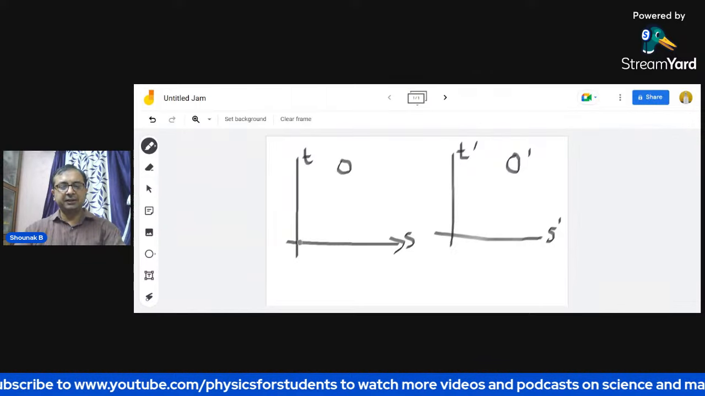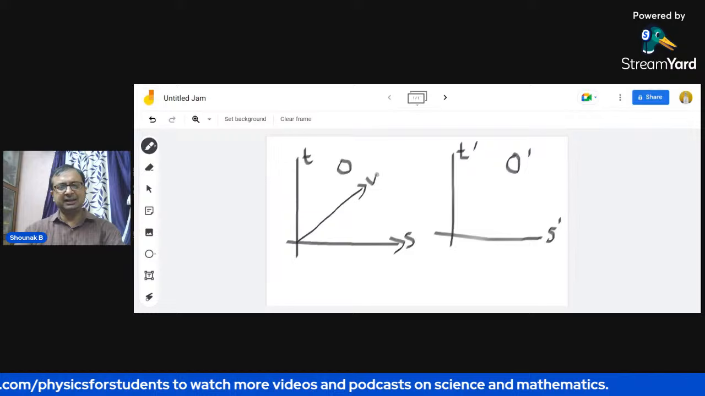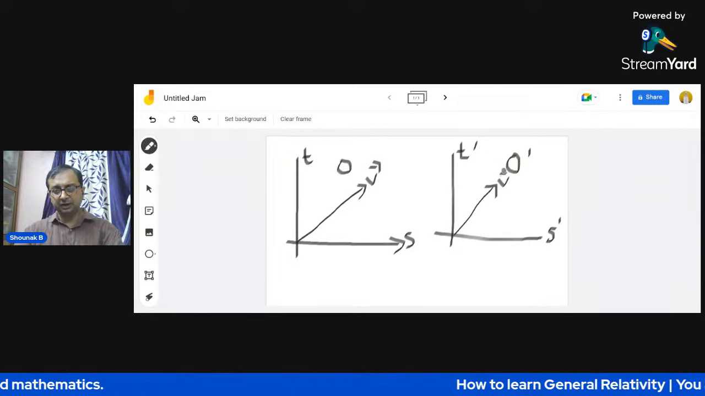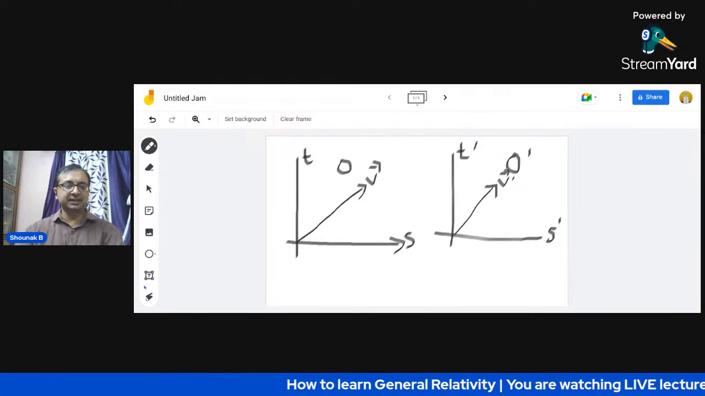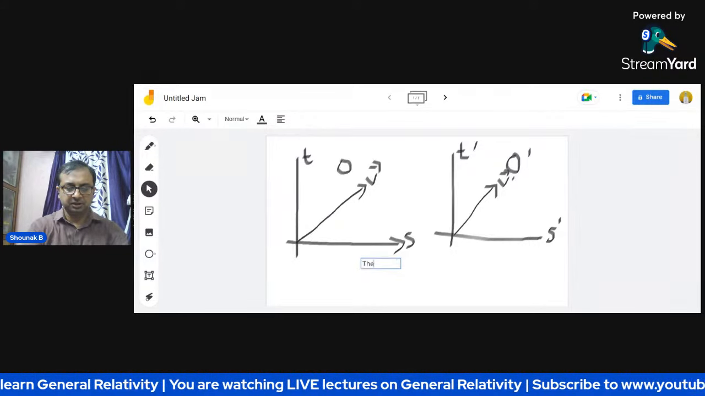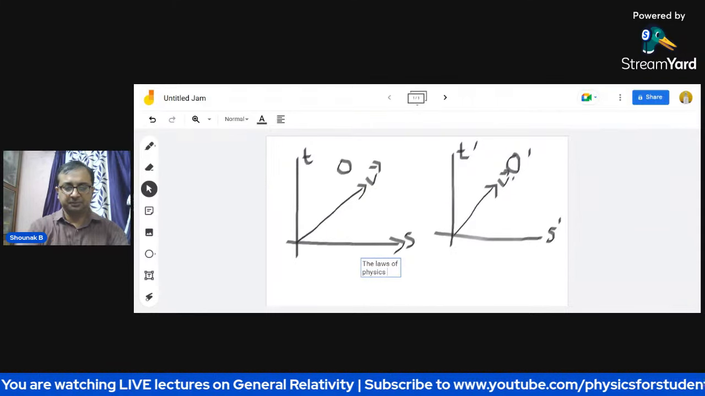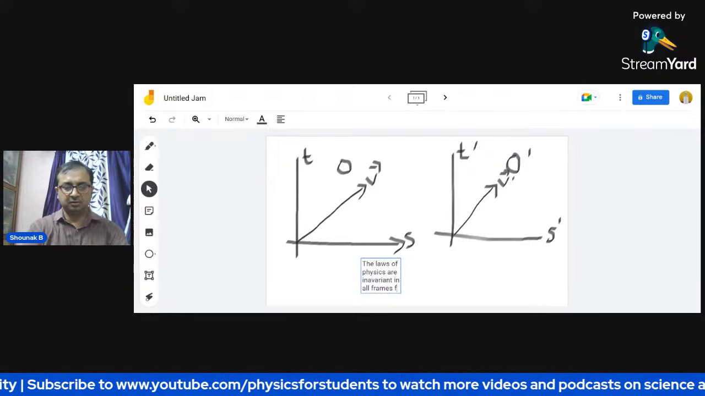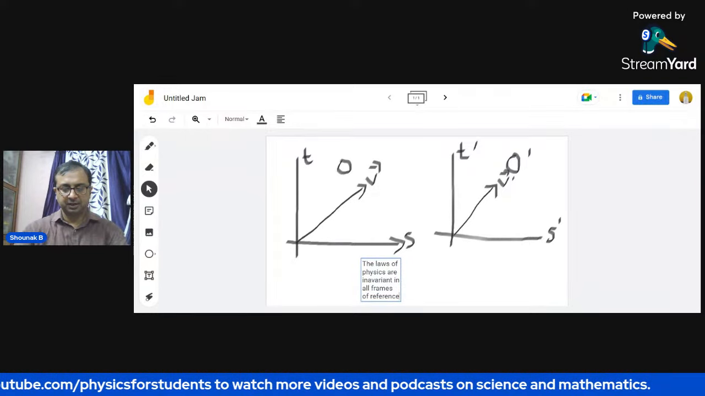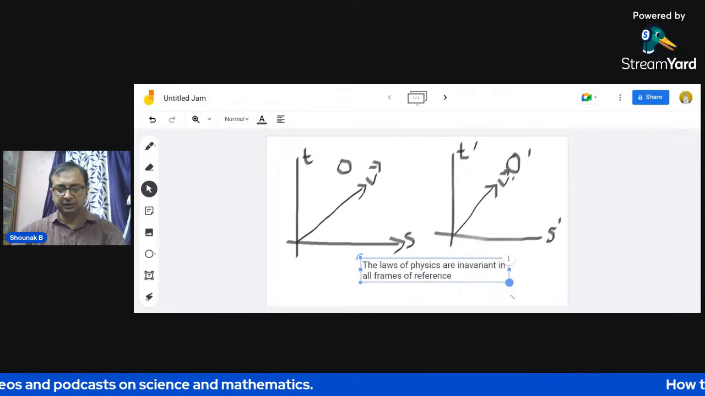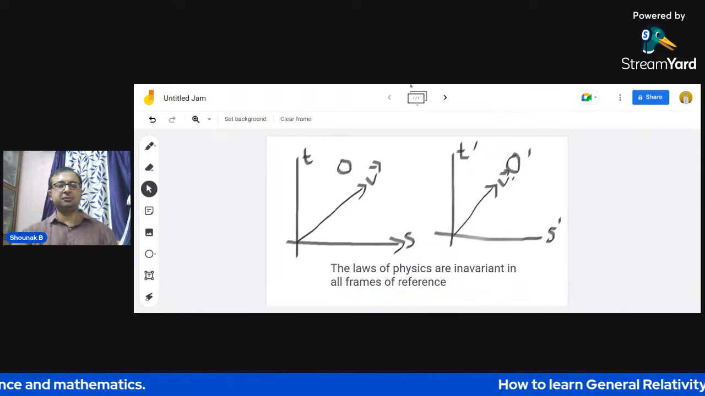Now, if I try to measure something over here, any kind of a vector V, then if this person observes the same vector, or the same event happening over here, I can call it V prime. So what does it say? The theory of special relativity says the laws of physics are invariant in all frames of reference. That is the basic idea. That is how we actually found out the special theory of relativity, and that is what we are looking into right now.